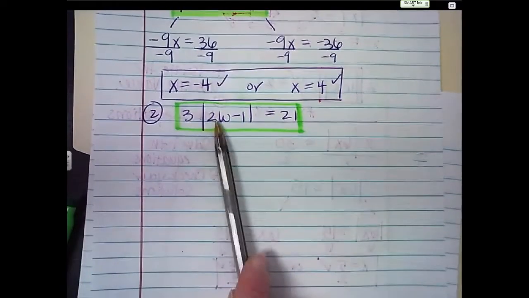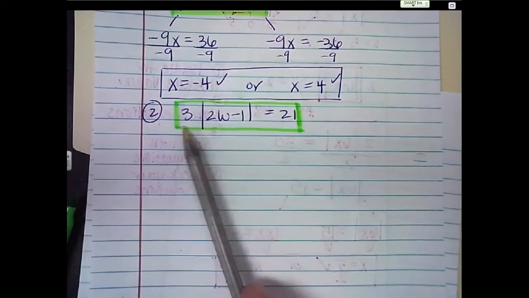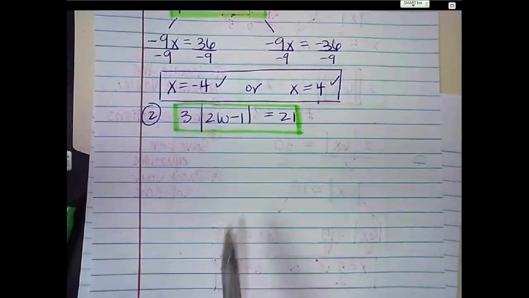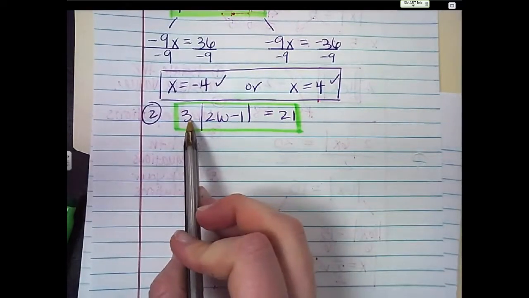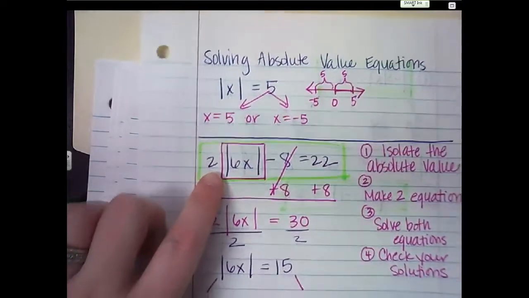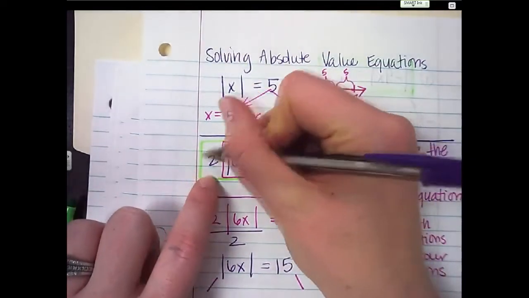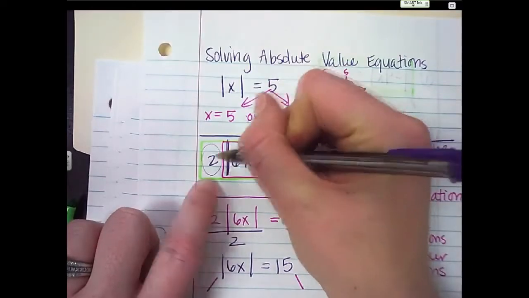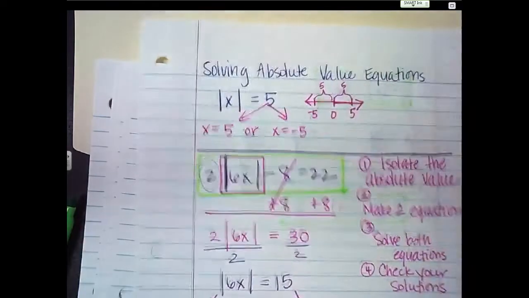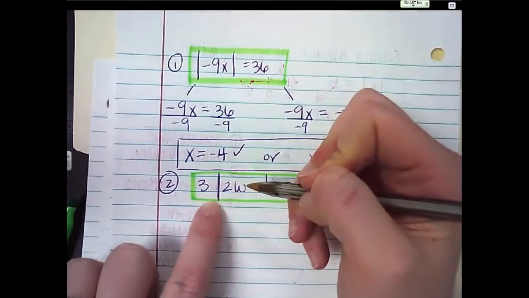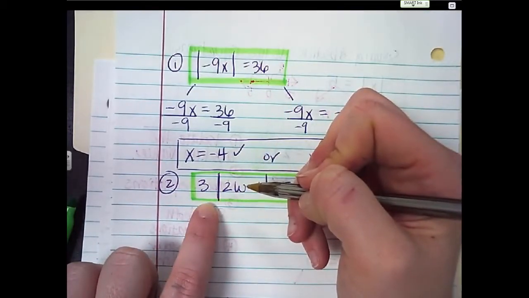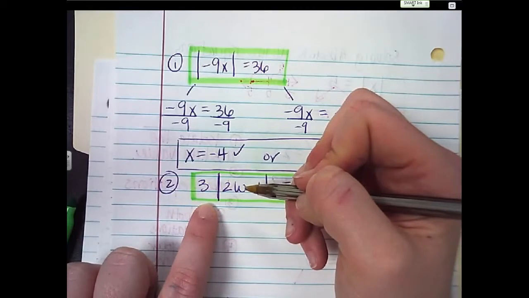Okay, how do I isolate the absolute value? Divide by 3. This is where we didn't talk about this over here. On this first one, we divided by that 2. When they're next door neighbors, the 2 and the absolute value, that's multiplying. So when I go to this one, the 3 and the absolute value symbol, that's multiplication.